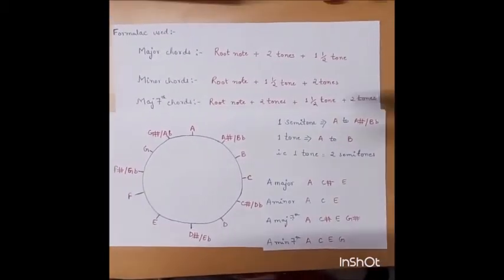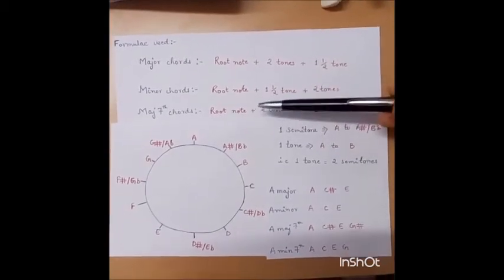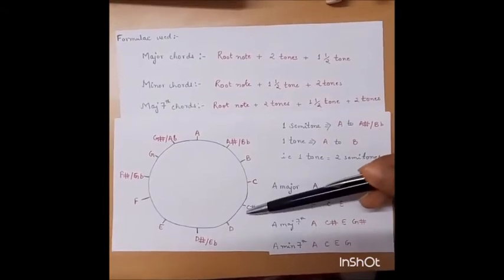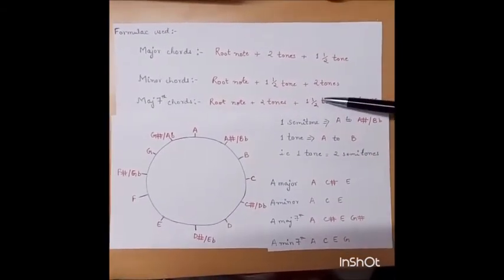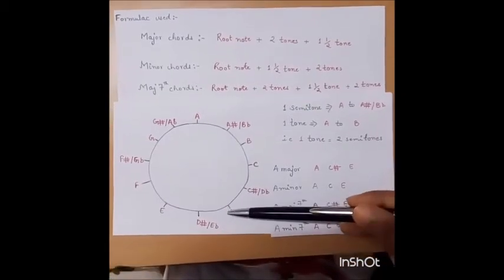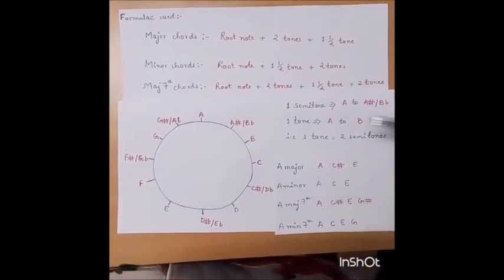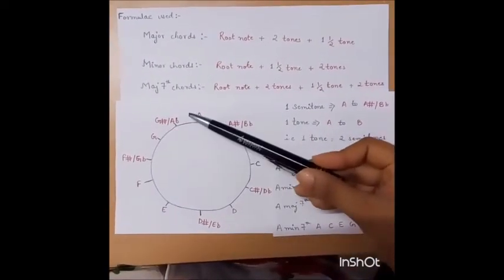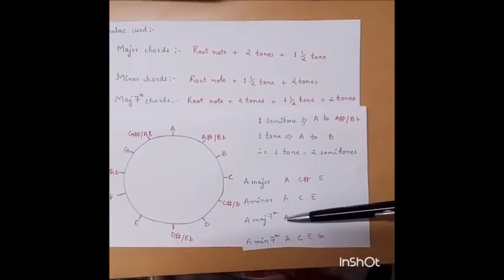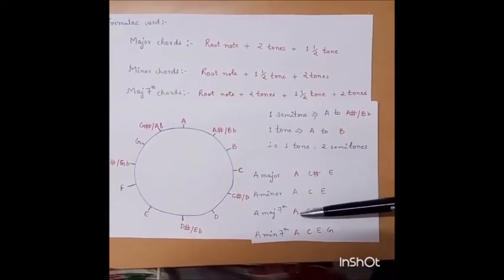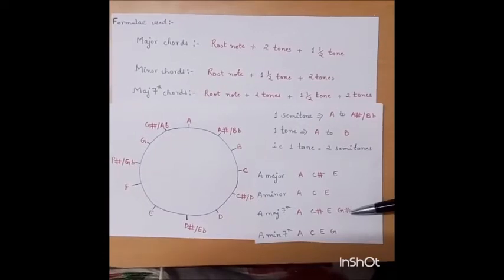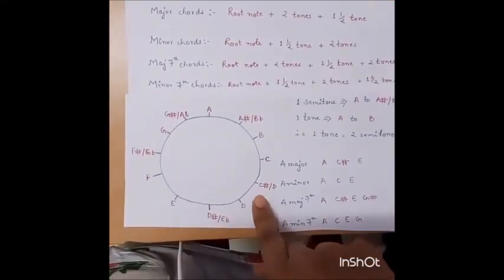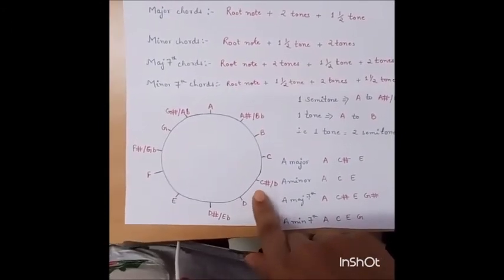Now coming to the major 7th chords, the same root note, 2 tones, 1 and 2. We have C sharp. Then we have 1.5 tone, E. Then we have 2 tones, 1 and 2, G sharp. So the notes that we have now are A, C sharp, E and G sharp for the A major 7th chord.